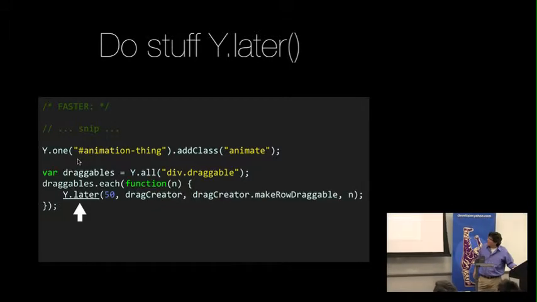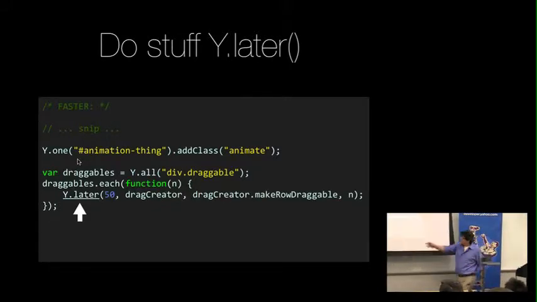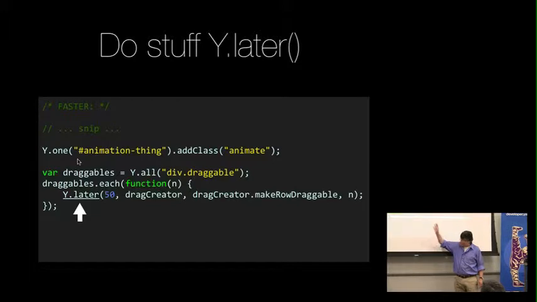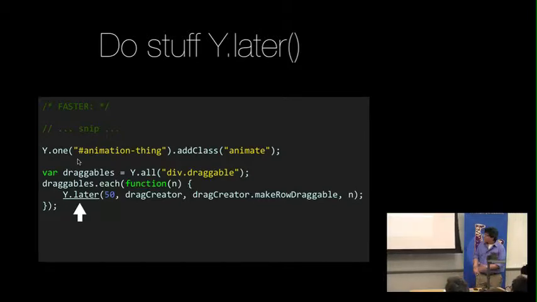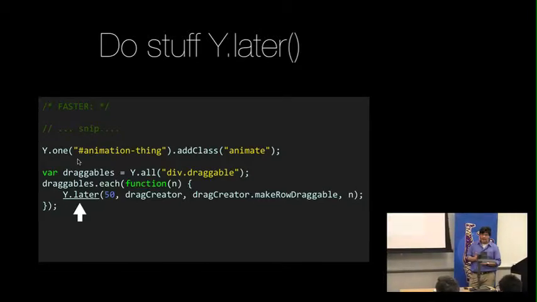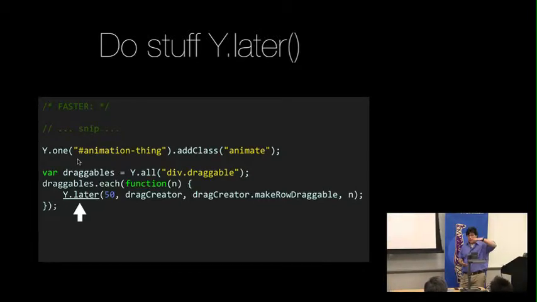So what we can do is we can just do these things later. So they've got a 50 millisecond timeout. It's going to loop over all of these things and give them all a 50 millisecond timeout. And really what that's saying is, when the browser is not busy doing other JavaScript tasks, it's going to execute these things as they come up. It's going to execute the make row draggable when it comes up.